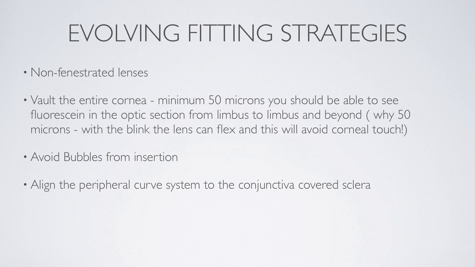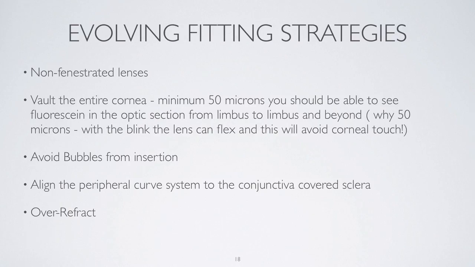I want the peripheral curve to align to the conjunctival covered sclera, and I assess that by looking at how the blood vessels in the conjunctiva course underneath the edge of the lens. Once I have that fit, I over-refract, and that's the end of my fitting process.